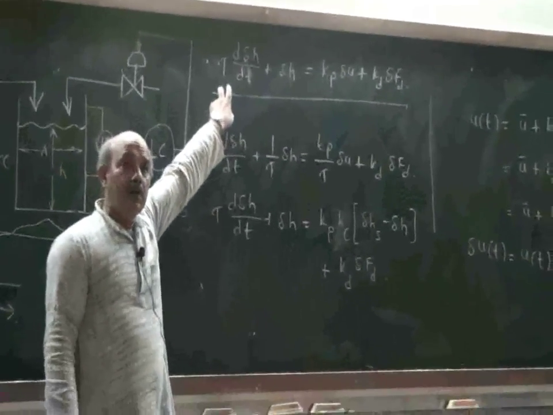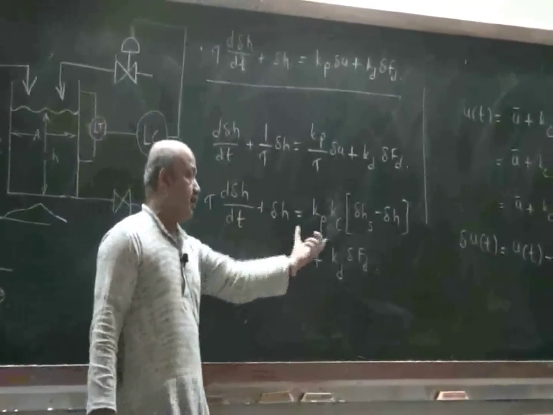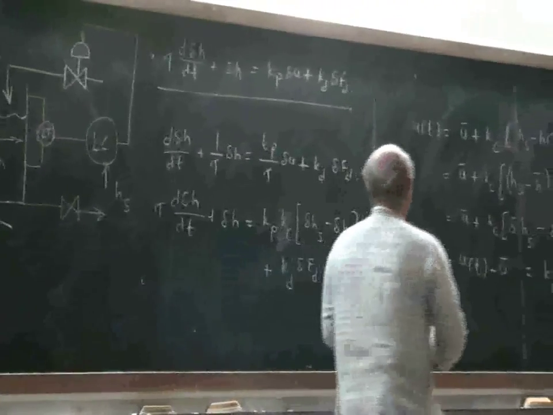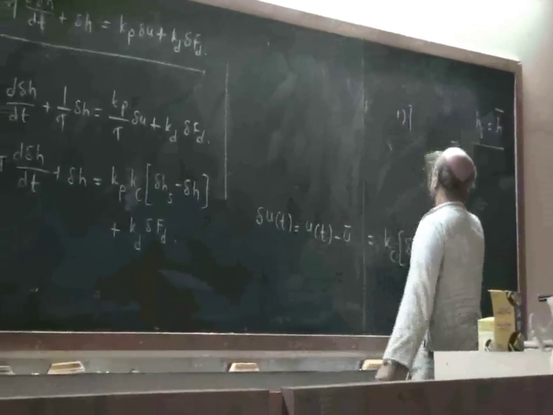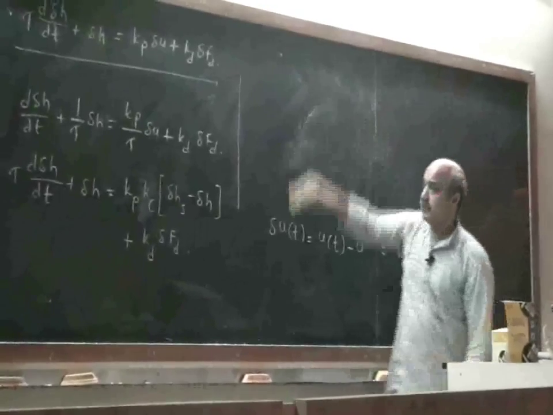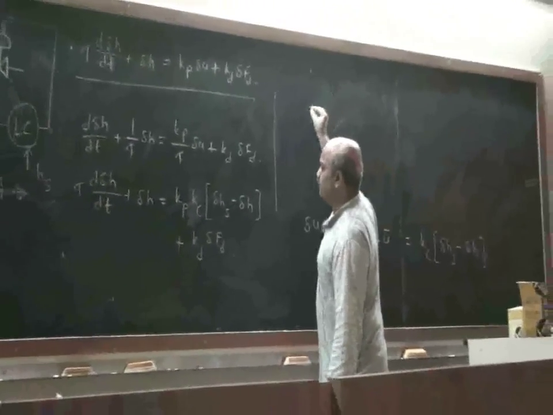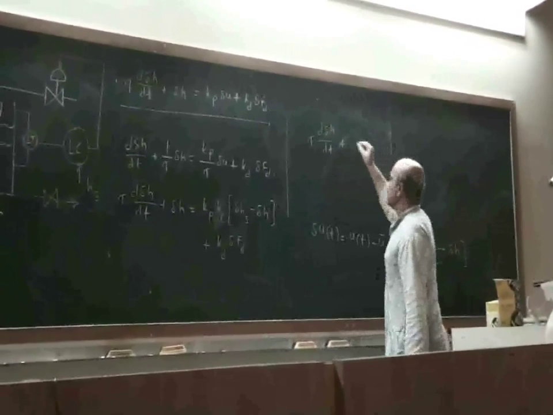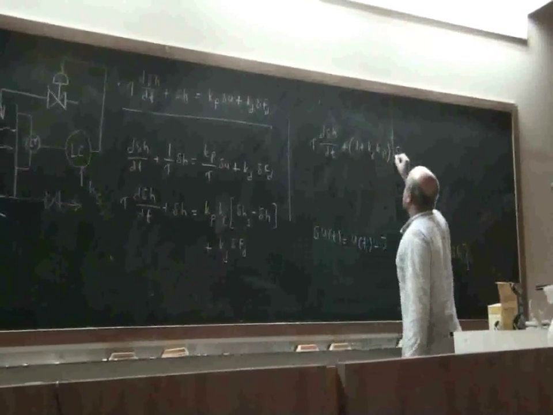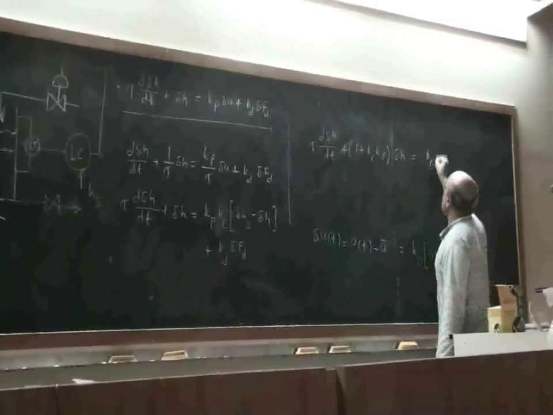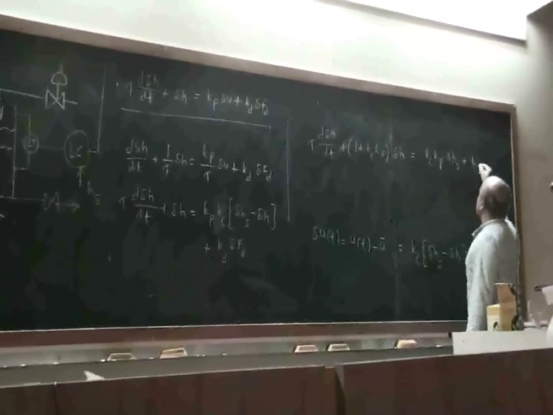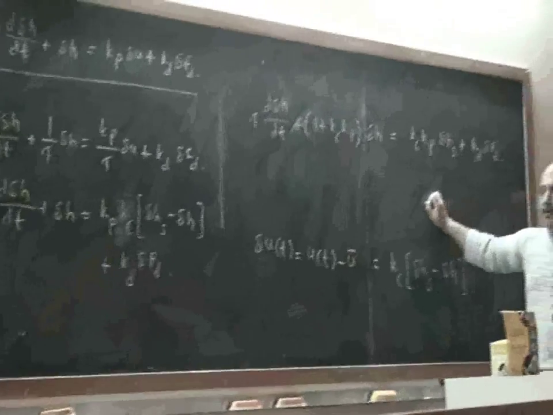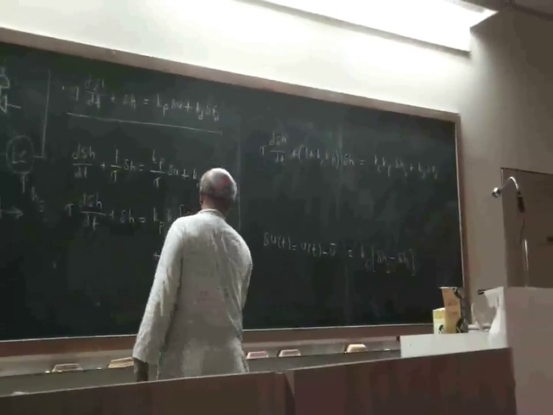This is the equation when there was no controller. This is the equation now that I have introduced the controller. The controller is this part. This is my controller. Okay? What is the modified differential equation? I have just combined the controller. This is my control law.